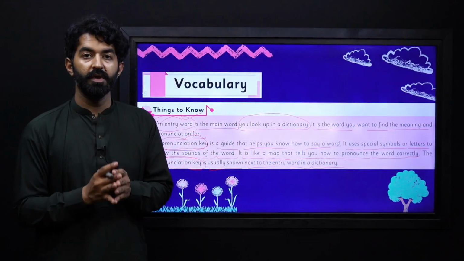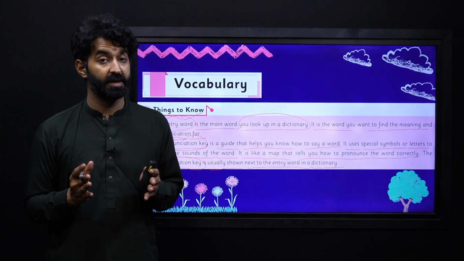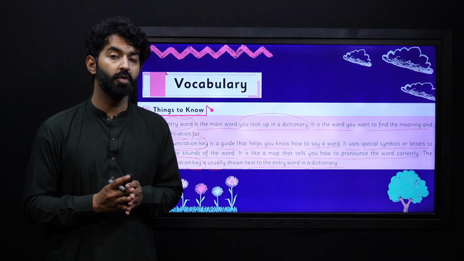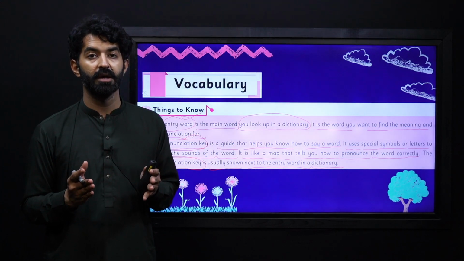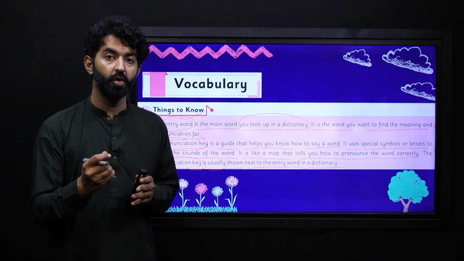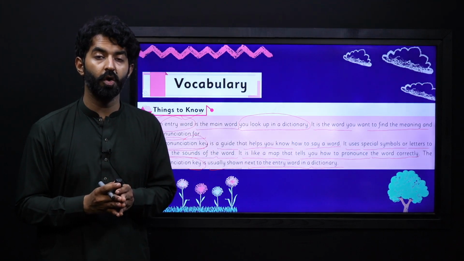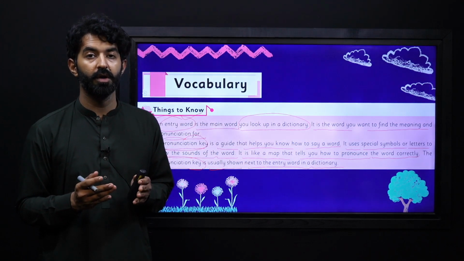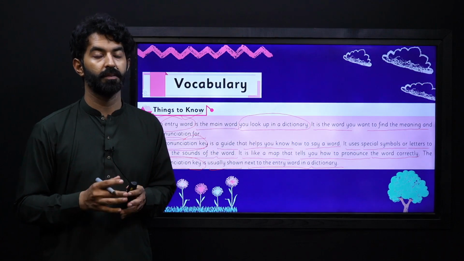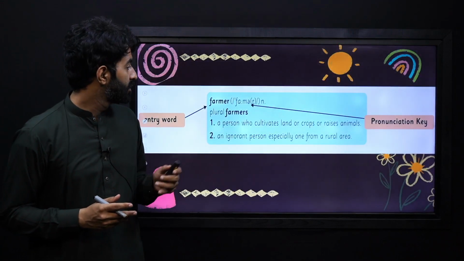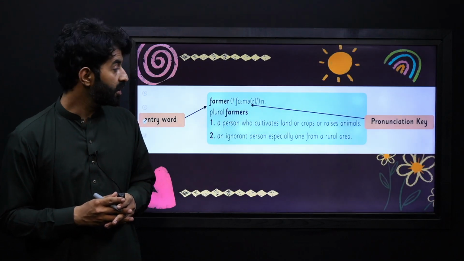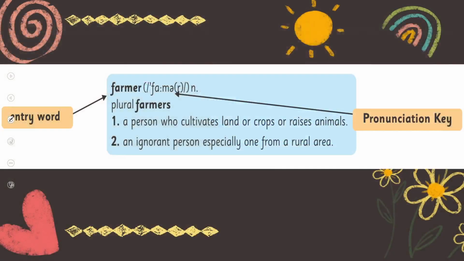So we now know what an entry word is, and also what a pronunciation key is, and we know that in order to find the pronunciation of any word that we are looking for, we will look at the pronunciation key. So now this is how it looks in a dictionary. For example, if you're looking for the word farmer in the dictionary, this will be your entry word, and here is the pronunciation key.